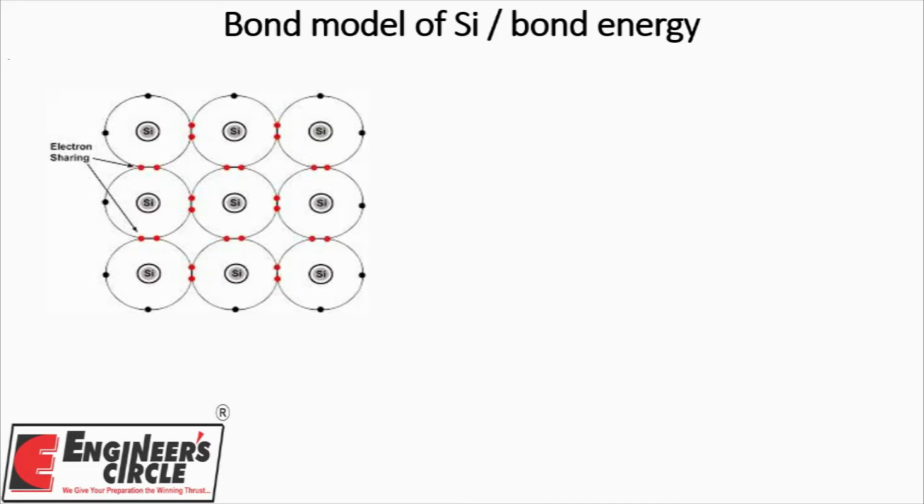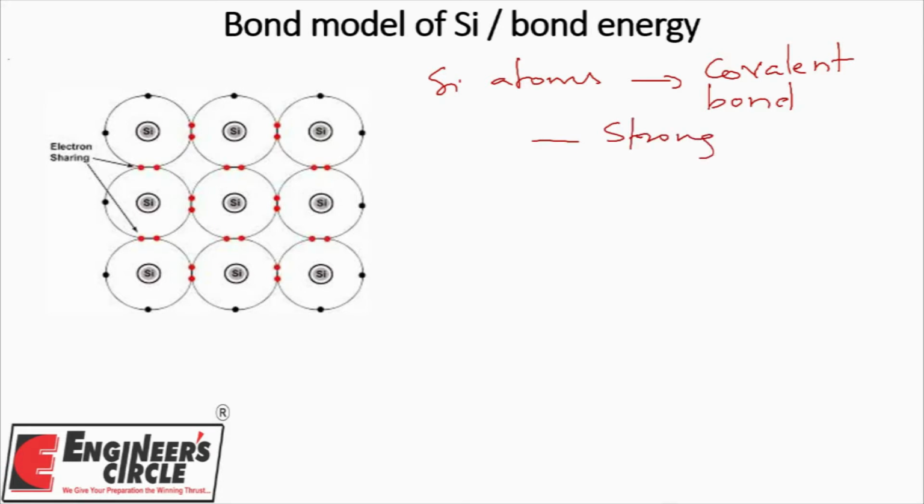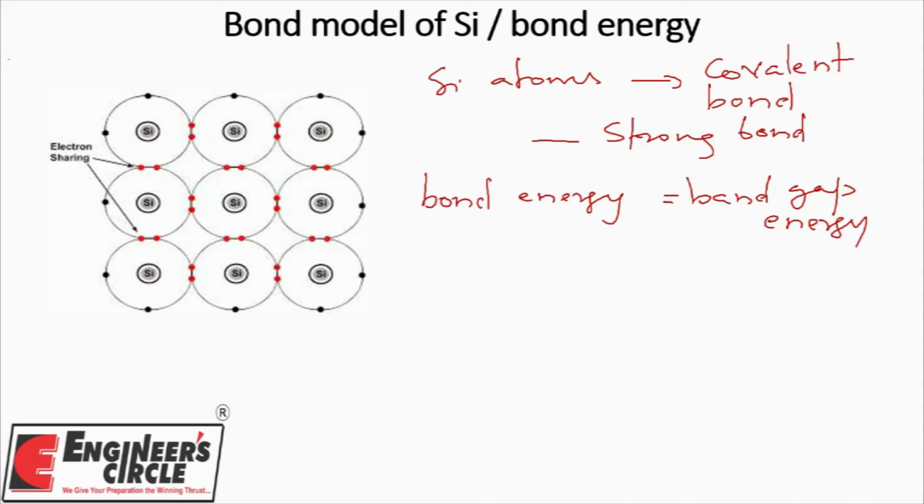Look at the bond model of silicon. Bond model says that the silicon atoms normally form covalent bonds. Covalent bond is normally considered as the strongest bond, the strong bond. We know that the bond energy is equal to the band gap energy. Bond energy is equal to the band gap energy, which is equal to Eg, which is 1.1 electron volt for silicon at T equal to 300 Kelvin.